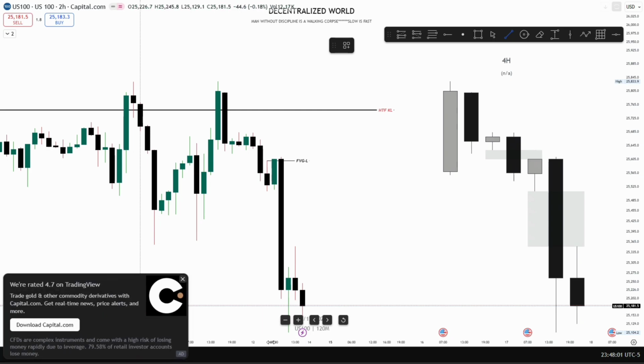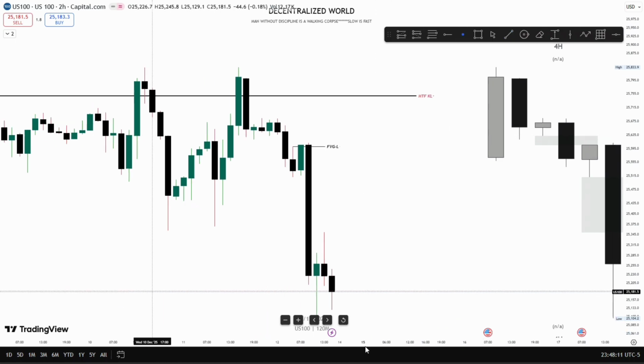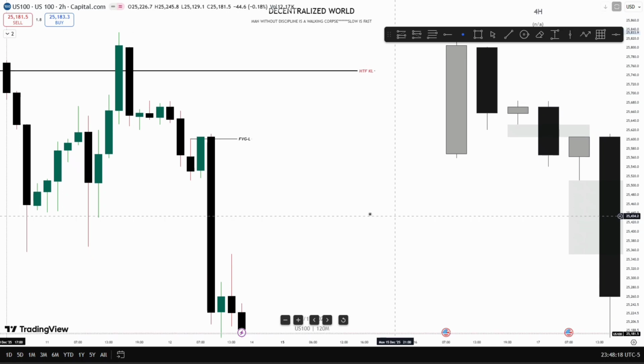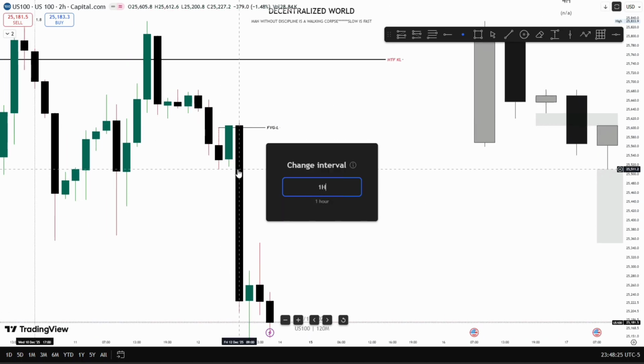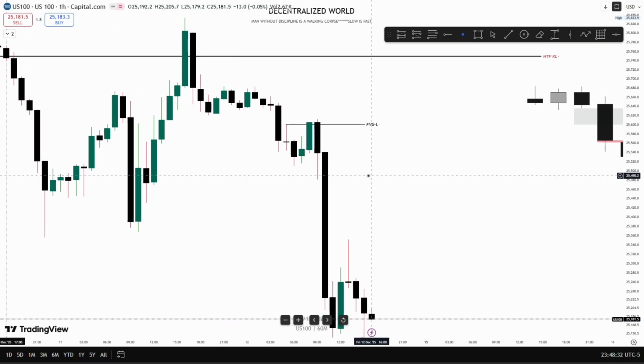I was actually on US 30 anticipating a drop lower, selling, but I wasn't sure given that I don't have a key level to be trading from, right? So I was actually selling it then, but I got stopped out before it dropped. So then I had to move to Nasdaq.